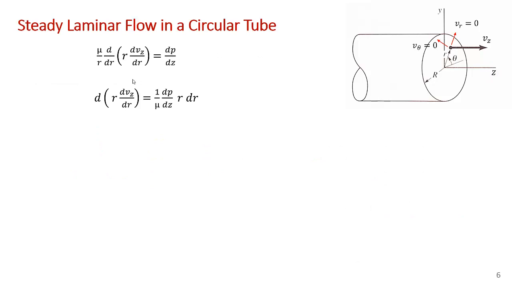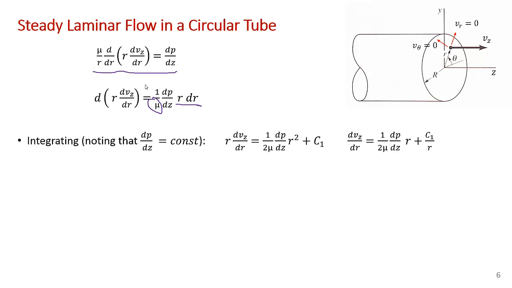So I've just rewritten the simplified expression here. What we're going to do now is integrate this. I've separated variables. I brought r dr over to this side and mu down to the bottom. And now you can perform a first integration, noting that dp/dz is a constant, of course. We just made that argument. And so this becomes r dV_z/dr, and then we have an r here, so that's going to become r squared upon 2, plus a constant.